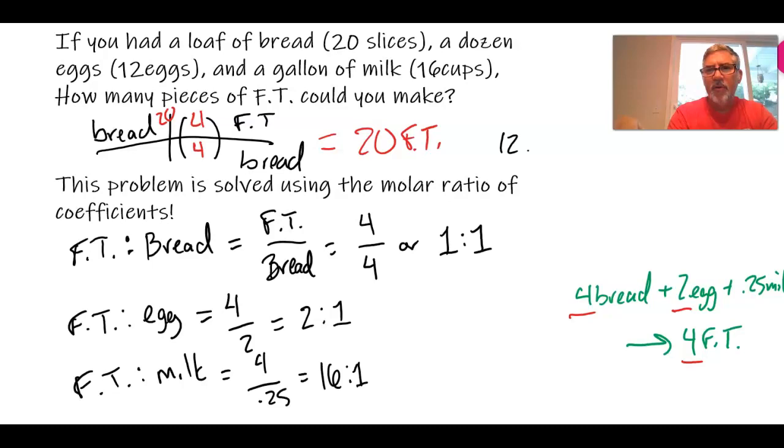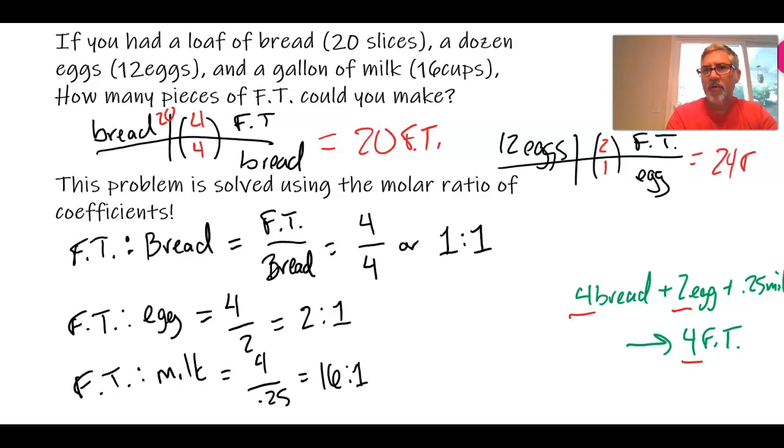If I want to know about the eggs, I have 12 eggs. I want to make French toast. I want to get rid of my eggs, use them up in the process. My ratio, remember, French toast to eggs is 2:1. So I can put my 2:1 here. With 12 eggs, I can make 24 French toast.